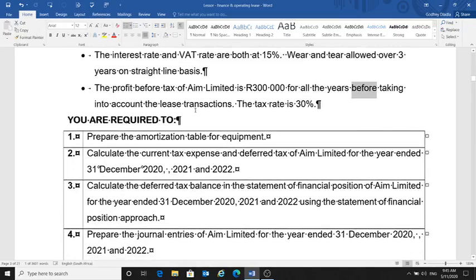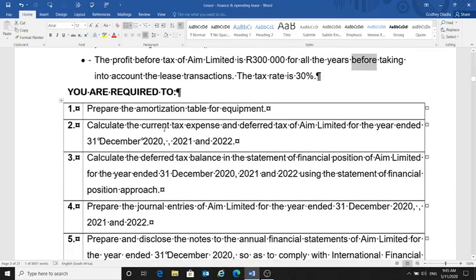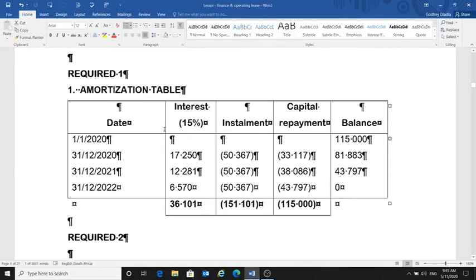Right. Now, what is the first thing that we must do? Required one, prepare the amortization table for the equipment. Right. There we go. This is the amortization table. It will start with 115 because the lessor finances VAT. Now, to come here, you'll say 115 times 15%. It will give you this one, the interest, right? Then you've got the payment, right? So now, you see this figure here. I'm just going to demonstrate it once.